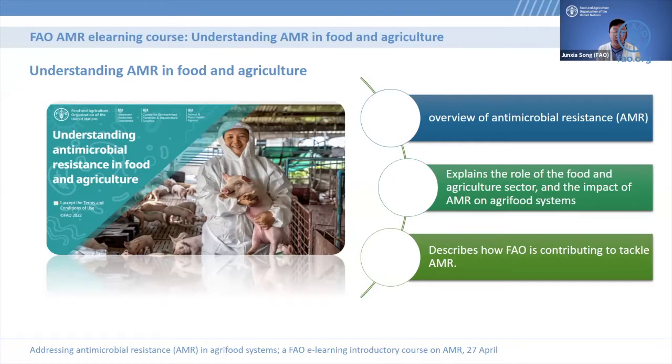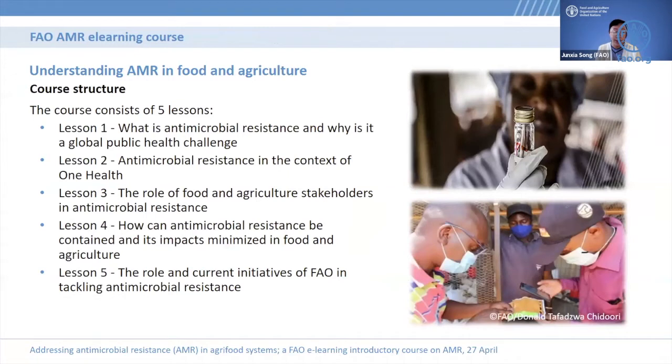So the new course was developed upon the growing demand from food and agriculture sector stakeholders. It offers an overview of antimicrobial resistance as a global threat to human, animal, and environmental health. It explains the roles of food and agriculture sectors and the impact of AMR on the agri-food system. It also describes how FAO is contributing to increased awareness and engagement of all stakeholders in the food and agriculture sectors to tackle AMR. The introduction module was just published. It will help to understand AMR within the food and agriculture environment, and it is the first step to expand the knowledge of users on the AMR response.